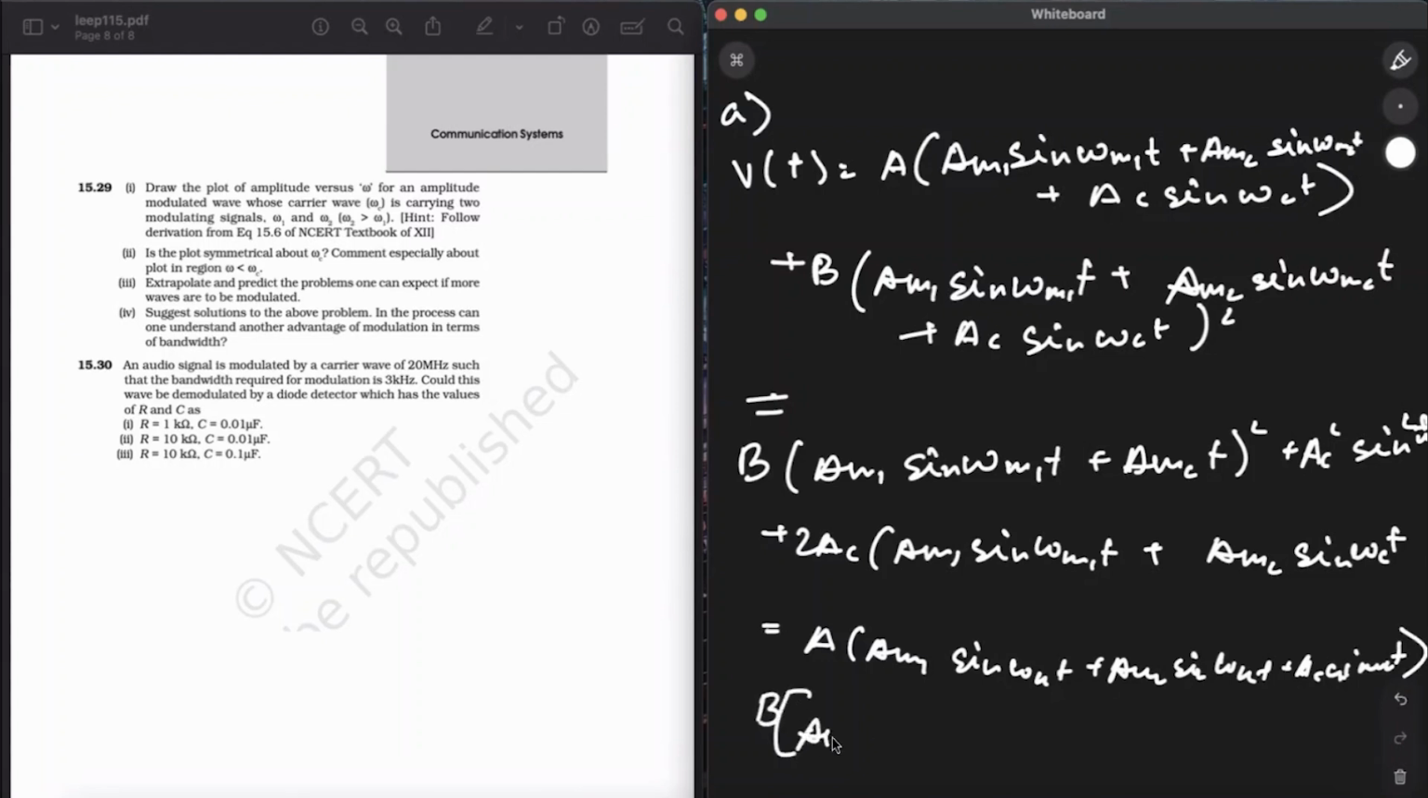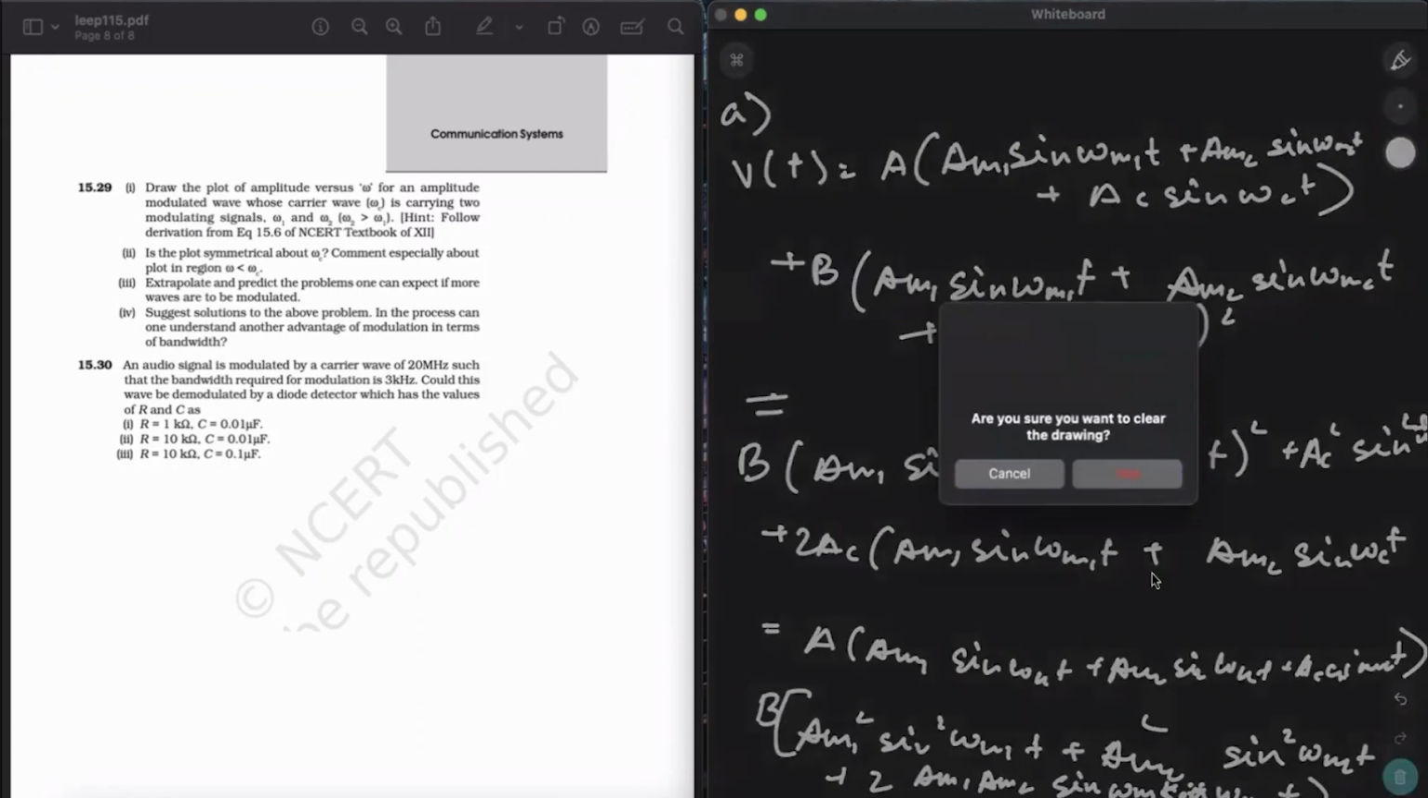B Am1 का स्क्वायर साइन स्क्वायर ओमेगा m1 t plus amplitude modulation 2 का स्क्वायर साइन स्क्वायर फॉर ओमेगा m2 t और प्लस 2 टाइम्स Am1 Am2 साइन ओमेगा m1 प्लस ओवर नेम साइन ओमेगा m1 t साइन ओमेगा m2 t इनटू साइन omega m2 t. Already.